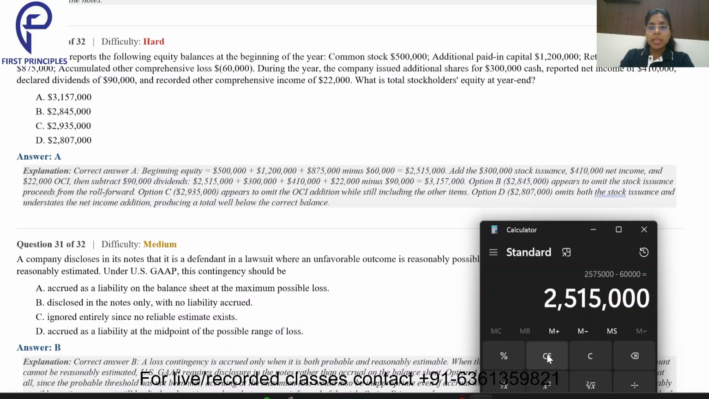Now during the year, the company issued additional shares. How much did we issue in additional shares? $300,000. Then reported net income of 4,10,000. Then again, income should also be added. Then declared dividends of 90,000. From this we are going to reduce the dividends declared, because dividends declared means we are paying the money to the shareholders. So this will be removed. Then recorded other comprehensive income of 22,000. We should add the other comprehensive income.